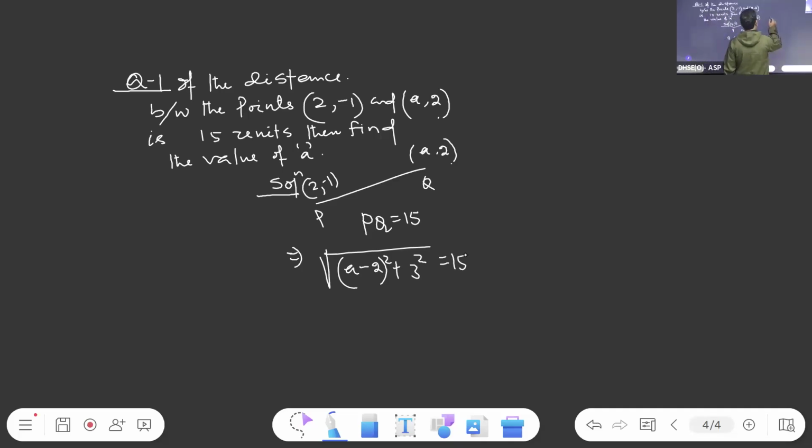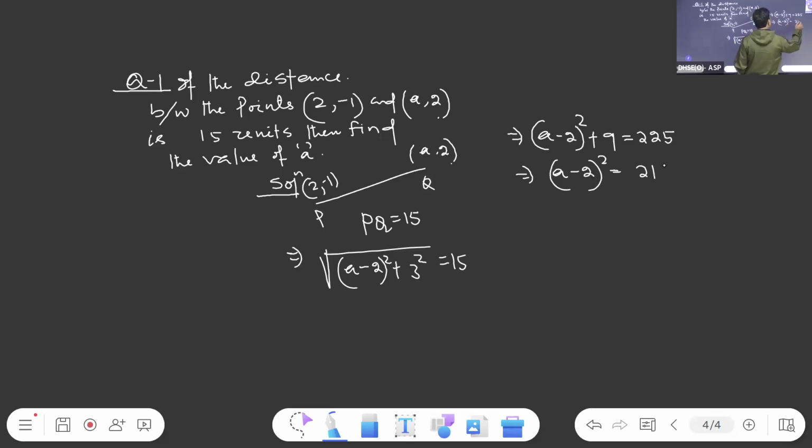This implies (a minus 2) whole square plus 9 is equal to 225. So (a minus 2) whole square is equal to 216. a minus 2 is equal to plus or minus root of 216. a is equal to 2 plus or minus root of 216. This is the answer.